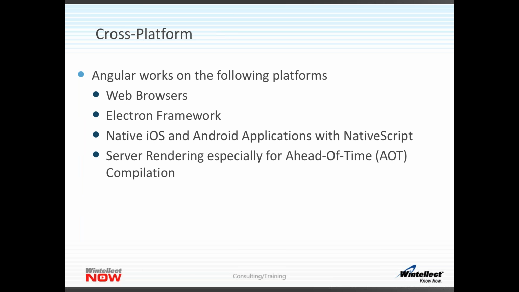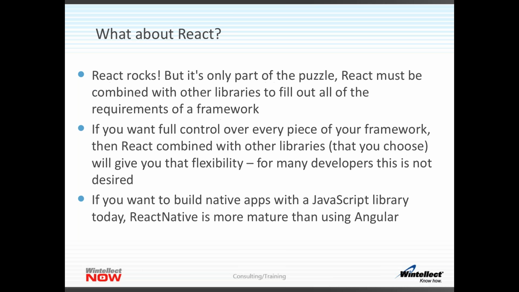Angular works on the following platforms. It'll work on web browsers, which is our focus in class today, but you can also use it on the Electron framework. So if you've ever used things like Visual Studio Code or Atom or the client for Slack, all of that is built with Electron, which is basically a Chromium front end with a Node back end and using HTML, CSS, and JavaScript to code up the UI. And as part of that, you can use Angular to code up the JavaScript aspect of that. You can also do native iOS and Android applications with Angular with NativeScript. And you can also do server rendering. And what's nice about that is, especially if you want to do ahead-of-time compilation, you can use the server rendering capabilities of Angular to render out your components ahead of time and then pass down that compiled component code down into your actual Angular application.